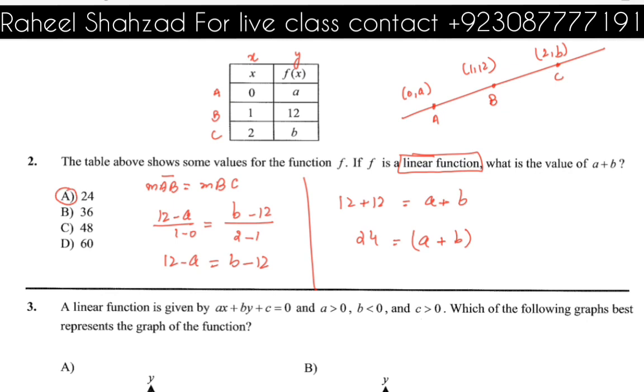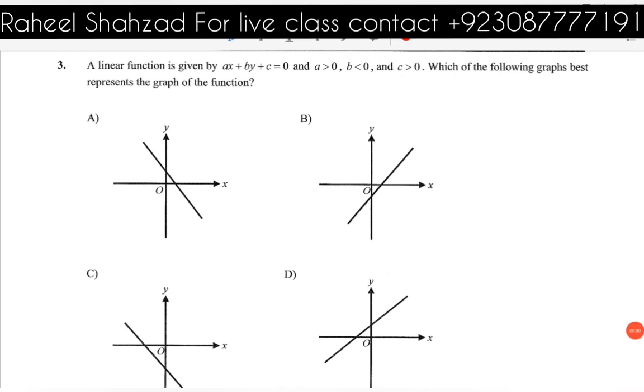Is that clear? Okay, let's move to the next part now. For the next question, we have a linear function given by ax plus by plus c. If it is given that a is positive and b is negative and c is positive, which of the following graphs best represents the graph of the function? Now, whenever we have such a situation, it's always better to rearrange it in the form of y equals mx plus c. So it is ax plus by plus c equals 0. So let's rearrange it. by equals minus ax minus c, and then y is equal to minus a divided by b x minus c divided by b.